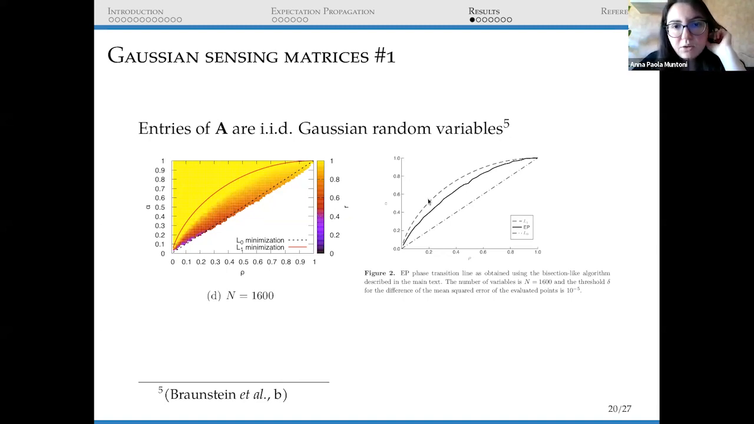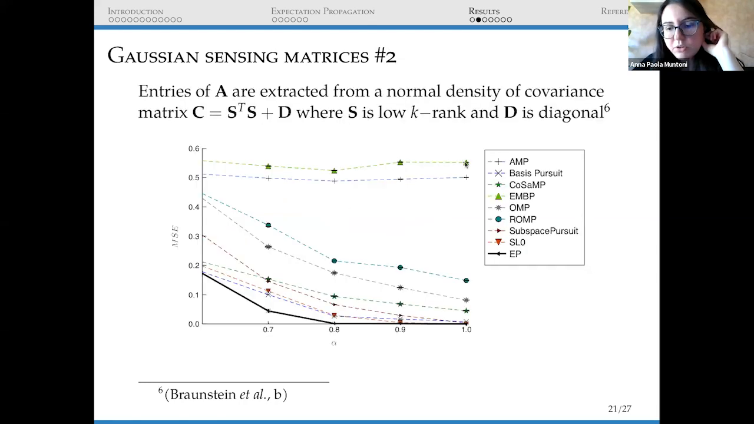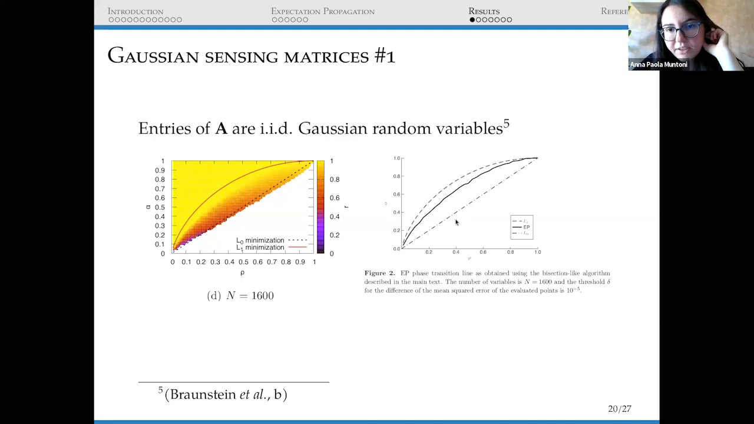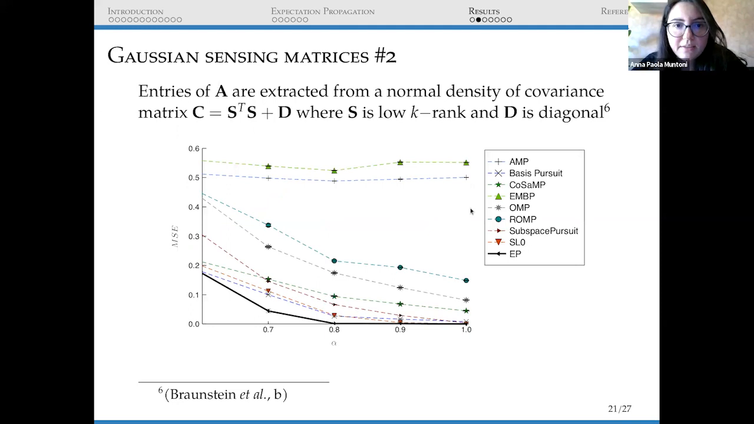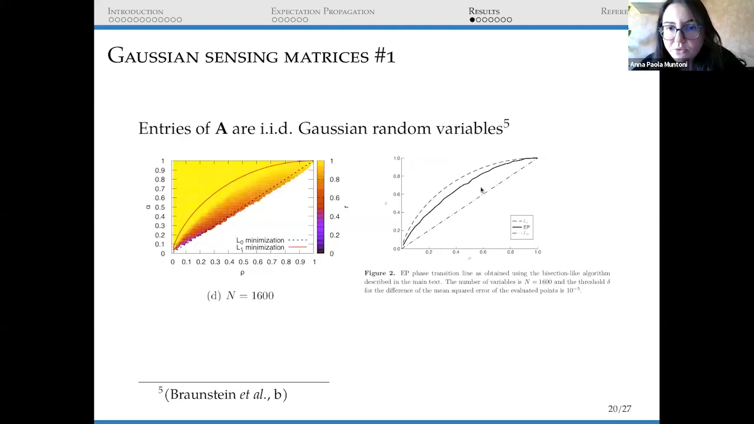And if you compute it many times, and for a fixed rho, you use some kind of bisection technique to reach the best alpha at which you get a perfect reconstruction. You see that this perfect reconstruction line, algorithmically for expectation propagation, lies between the L0 line and the L1 line that have been computed theoretically. So it means that for a fixed rho, you can get perfect reconstruction using fewer equations than an L1 approximation, but still there is a gap between the L0, where everything is in principle possible to solve, and our algorithmic line. But anyway, this is a nice result.